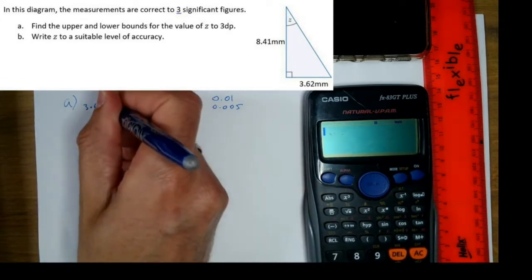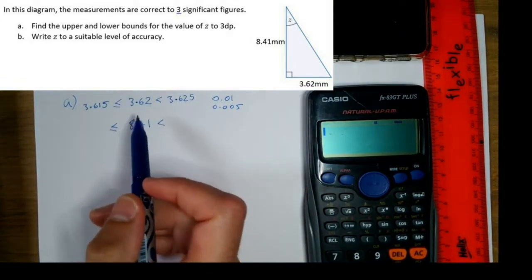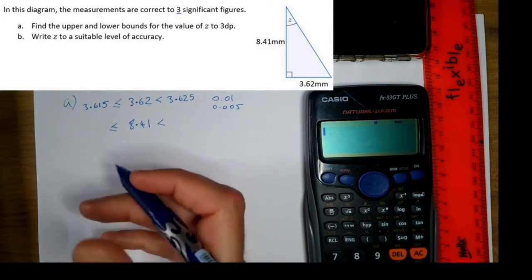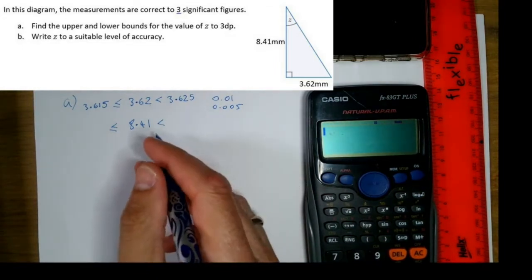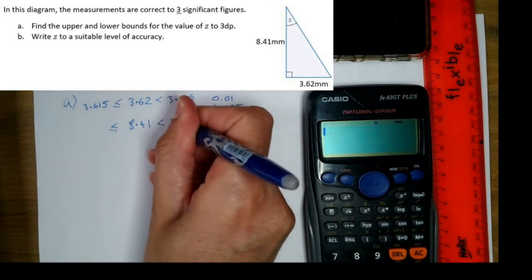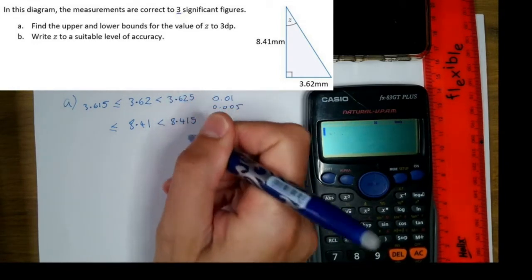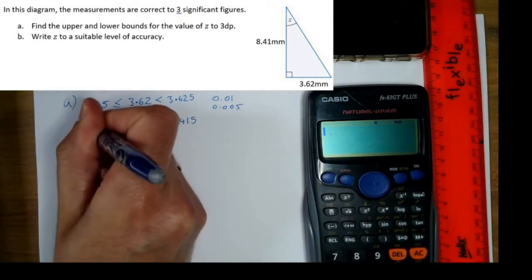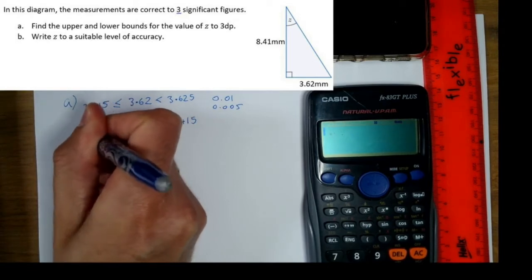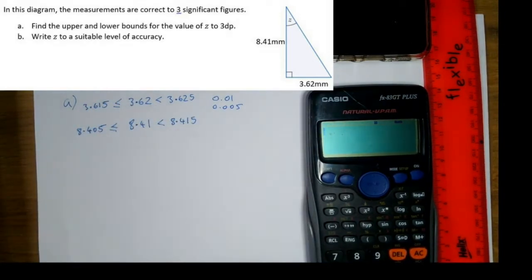and the bottom one we'll be taking this off 3.62, which will give us 3.615. So there's the error bound for 3.62, and I'm going to be using that again for 8.41 because that number was rounded in the same way. So there's the error bound for 8.41. That hasn't answered question A, but we're well set up for question A. It wants the upper and lower bounds for the value of z to 3 decimal places.